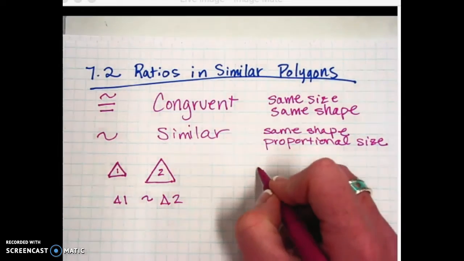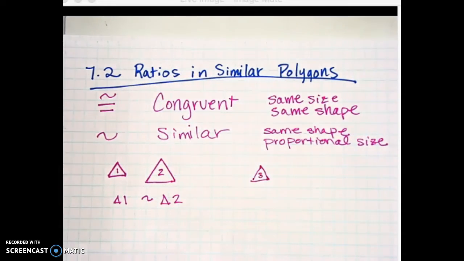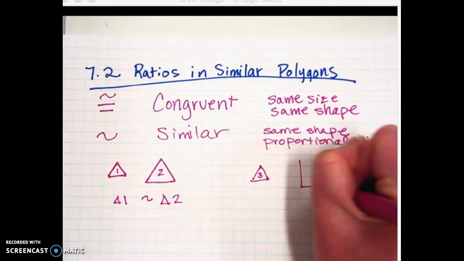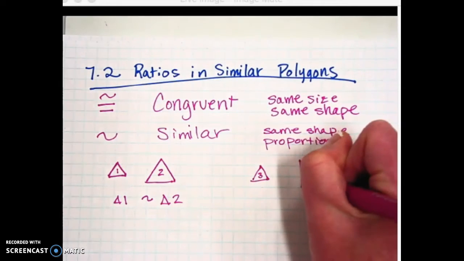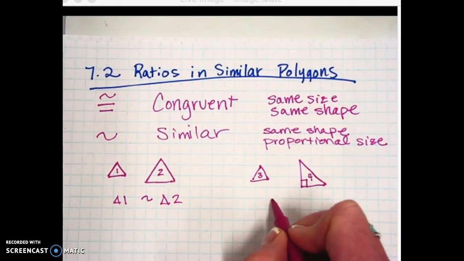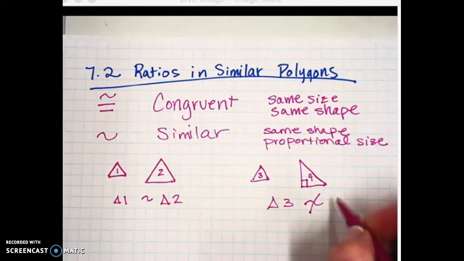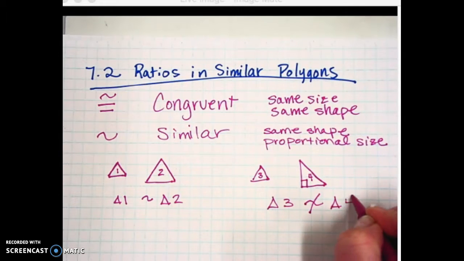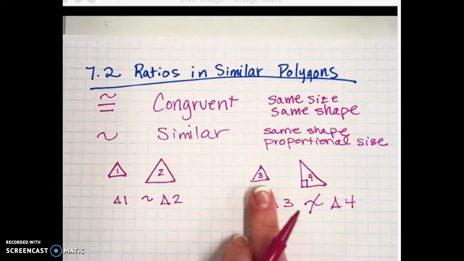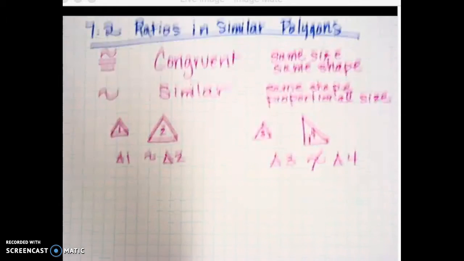If you have a triangle like this, that's similar, almost like an equilateral triangle, and you compare it to a triangle that looks like this, we'll call this triangle 4, these are not similar. So triangle 3 is not similar to triangle 4 because it's a different shape. Even though they're both triangles, this one's more like an equilateral, this one's a right triangle. Okay, so they have to be the same basic shape.